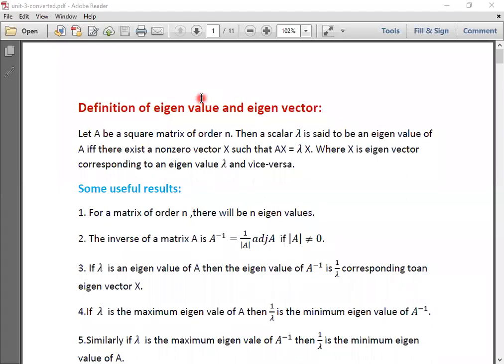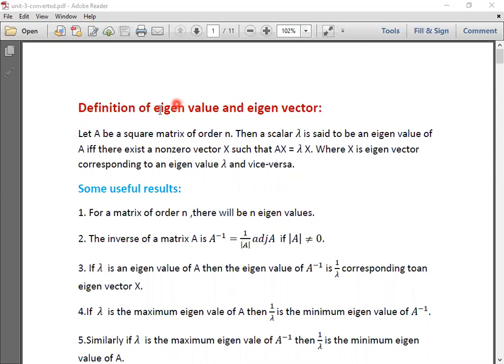Hello everyone. In this lecture, I am going to explain Jacobi method, which is useful to find all the eigenvalues of a symmetric matrix. Before going to that, let us recall some useful definitions.